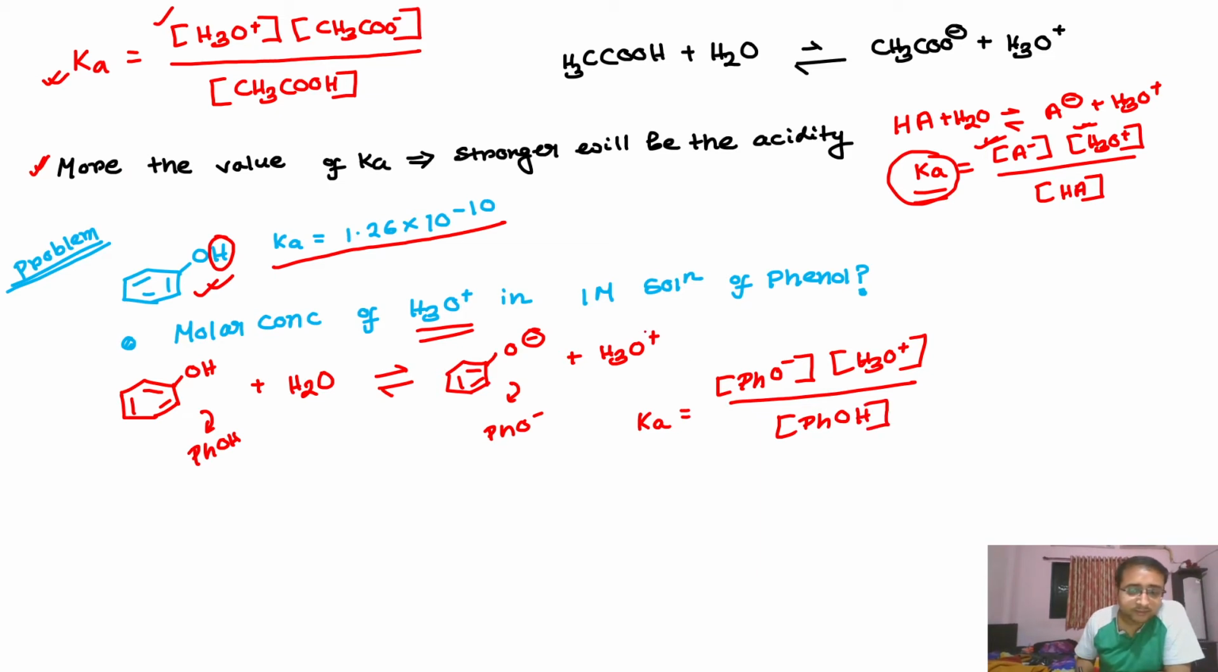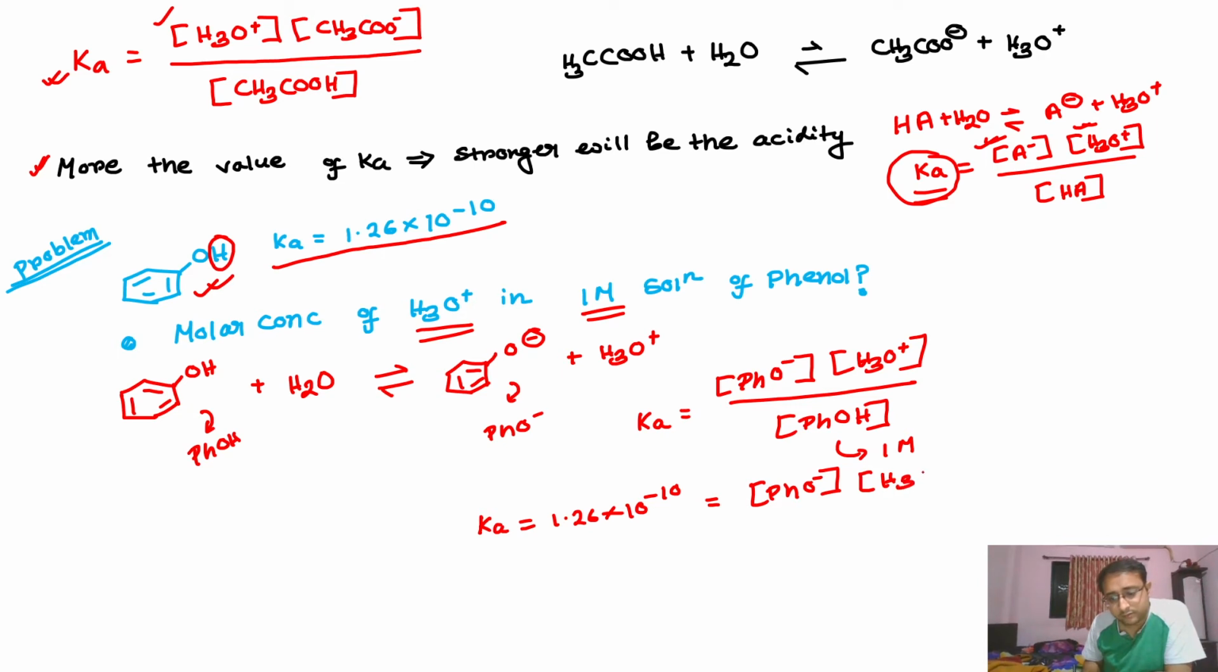Now you can see in that question the concentration of the phenol is already given, that is 1 molar. So the concentration of phenol is equal to 1 molar. So Ka, that value is also given, that is 1.26 × 10⁻¹⁰, will be equal to the concentration of phenoxide, that is the dissociated form of phenol, times the concentration of H3O⁺.